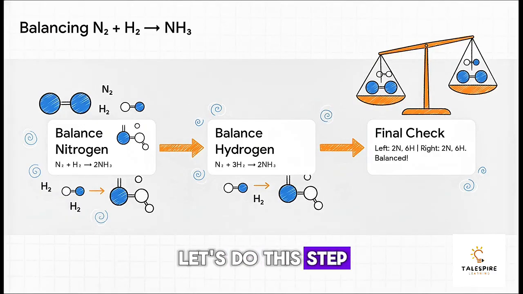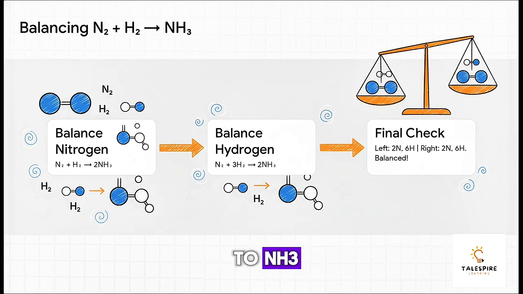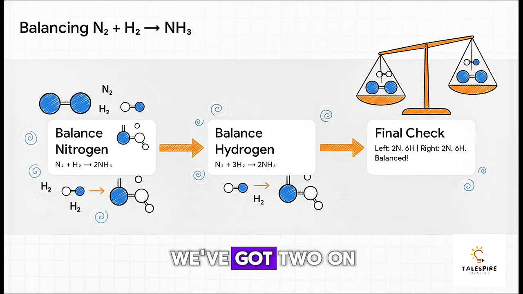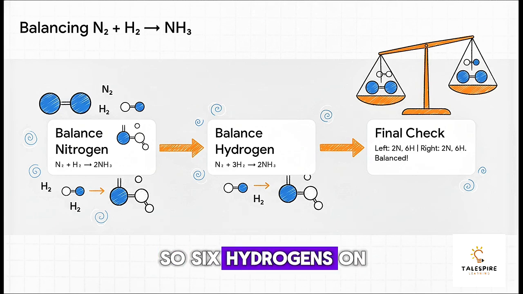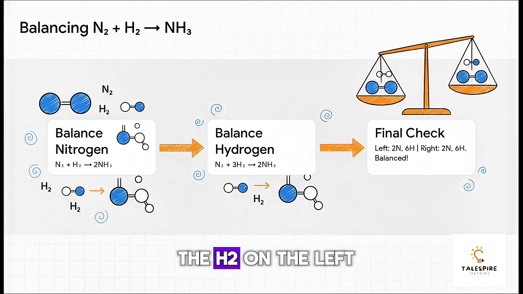So let's do this step by step. We're starting with N2 plus H2 goes to NH3. First thing, let's balance those nitrogens. We've got 2 on the left, so let's put a 2 in front of the NH3 on the right. Okay, nitrogens are good, but now we have 2 times 3, so 6 hydrogens on the right. No problem. To fix that, we just put a 3 in front of the H2 on the left.